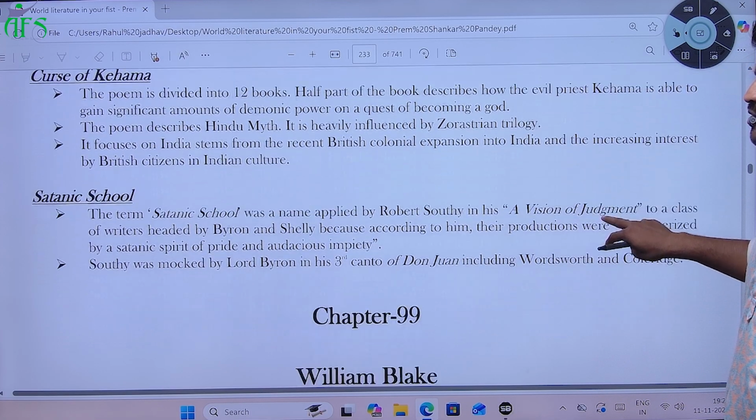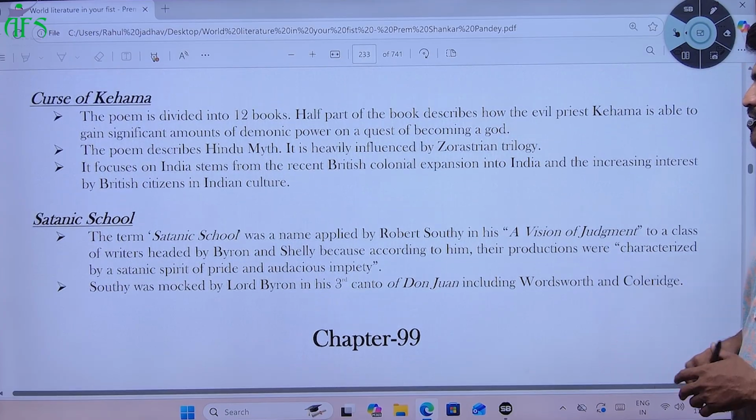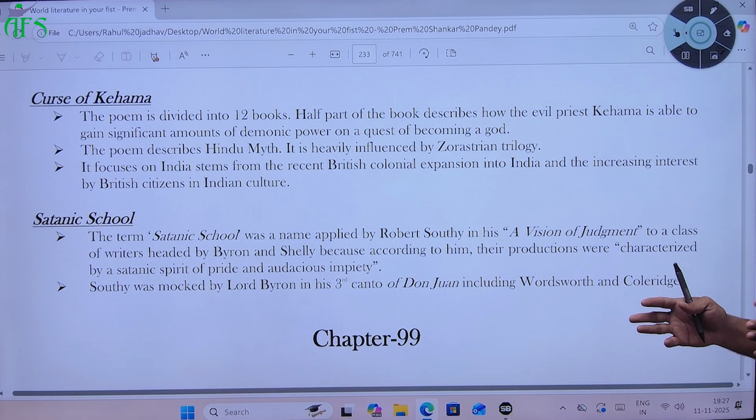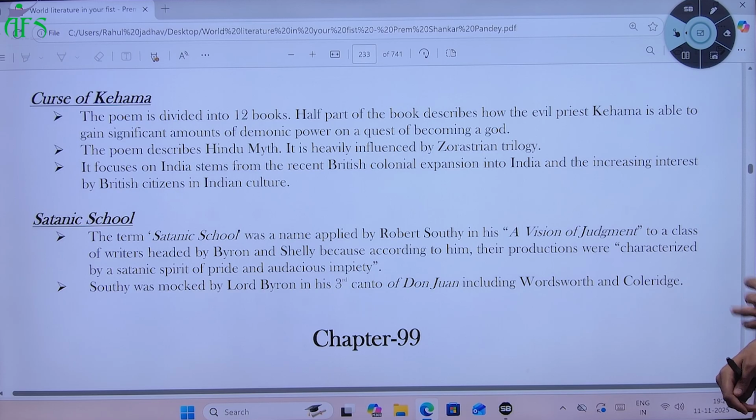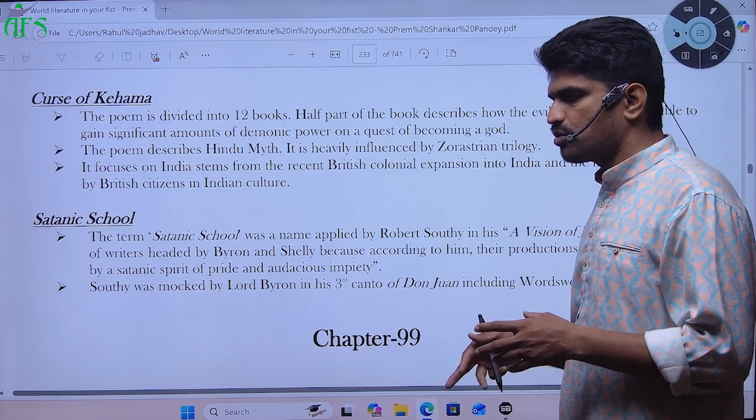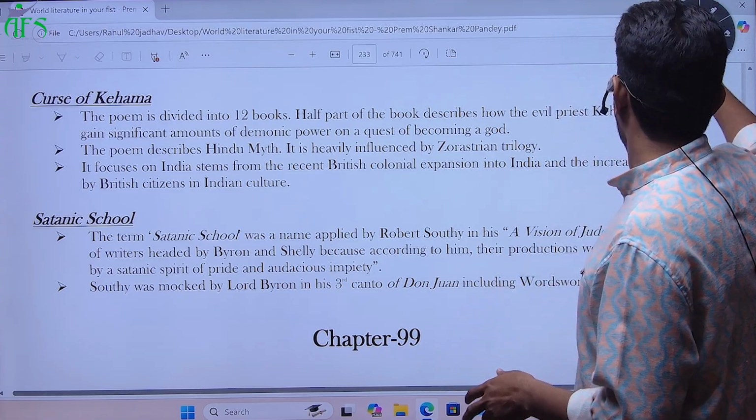Then the Satanic School. The term Satanic School was a name applied by Robert Southey in his A Vision of Judgment to a class of writers headed by Byron and Shelley because, according to him, their productions were characterized by a satanic spirit of pride and audacious impiety. Right? So Southey was mocked by Lord Byron in the third canto of Don Juan, along with Wordsworth and Coleridge. Exactly. So these rivalries could also be noticed. So this was all about the great Romantic poets we have discussed so far.